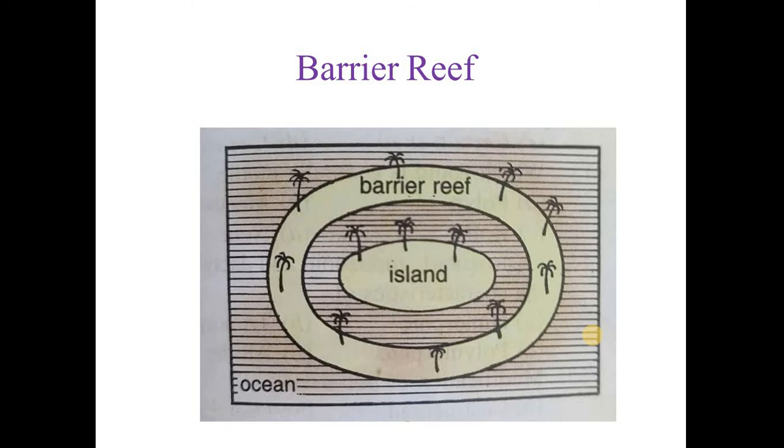The Great Barrier Reef on the northeast coast of Australia is 1,200 miles long, about 20 to 70 miles wide, and situated nearly 90 miles away from the shore. This is the Great Barrier Reef. This is the island.